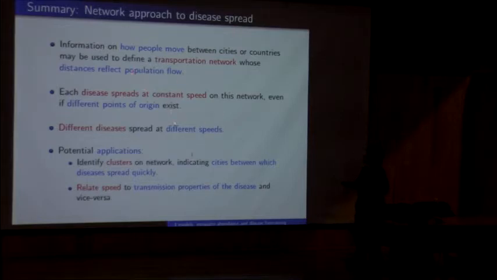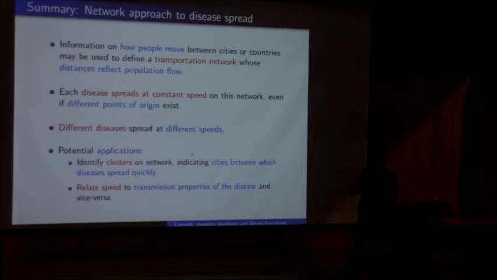And so the idea is that once you have that, if I know exactly how many people move on that network, instead of having a map by geographic distance, I can have a map by this renormalized distance.